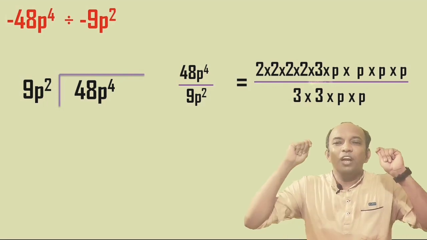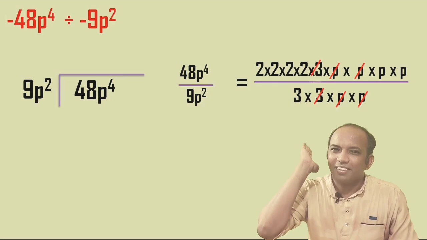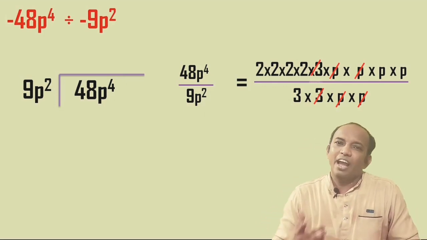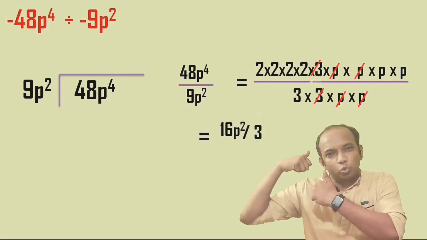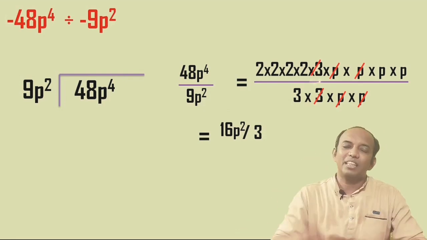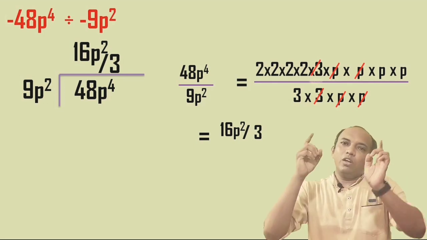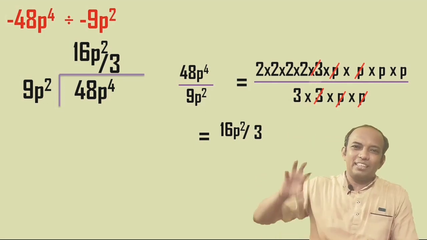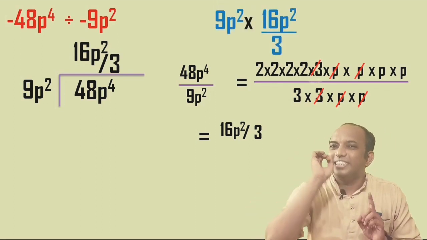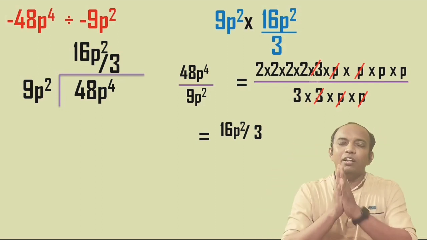Then what to do? We just have to cancel the same numbers which are present in the numerator and the denominator, and bang, what are we left with? Recalculate, multiply them, and we get 16p raised to 2 the whole upon 3. Isn't it easy? And this will be considered as our quotient. Of course. Now, as you know, when you multiply this quotient and the divisor, my answer should be the dividend, because we are doing monomial by monomial.